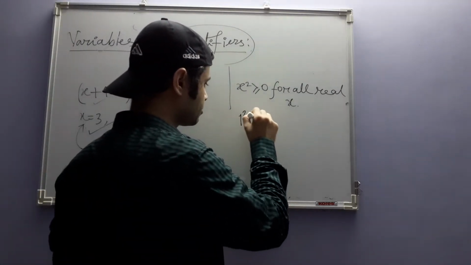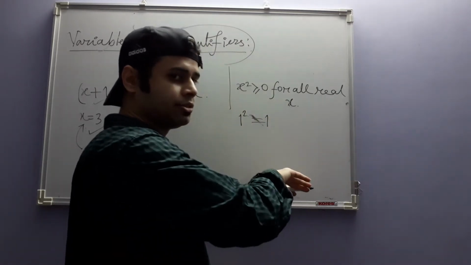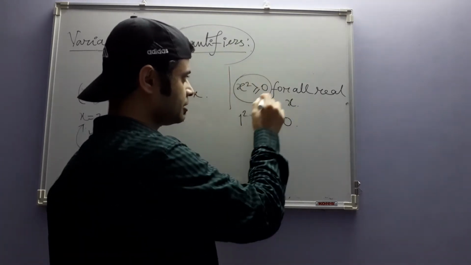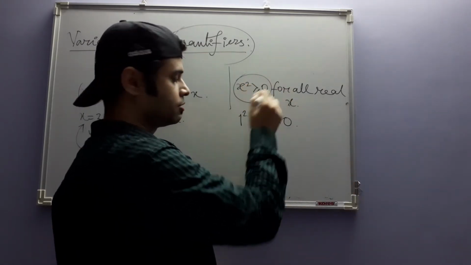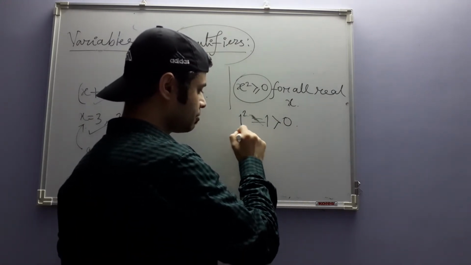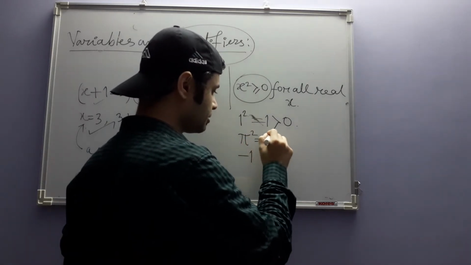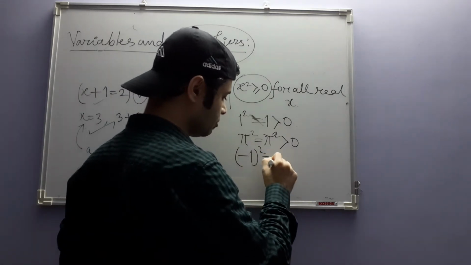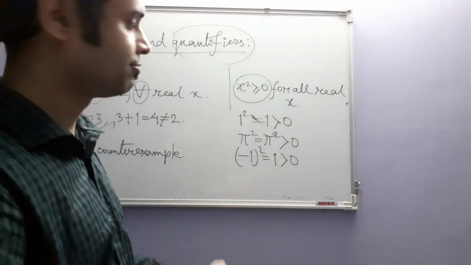You say 1 square is equal to 1. So essentially we are just doing the same thing that we did before, but now we are showing that this is true because our substatement is different. Previously it was x square less than 0. Now it's x square greater than or equal to 0. You have taken x equal to 1. Fine. You can take x equal to pi. Okay. You can take x equal to minus 1. Pi square is equal to pi square, so this is greater than 0. Minus 1 whole square is equal to 1, again greater than 0. None of these is enough to prove this.